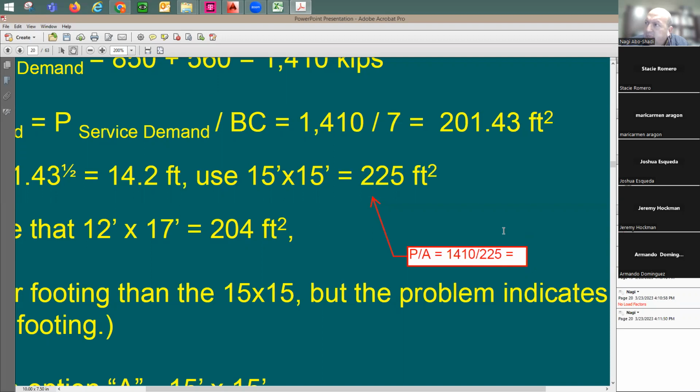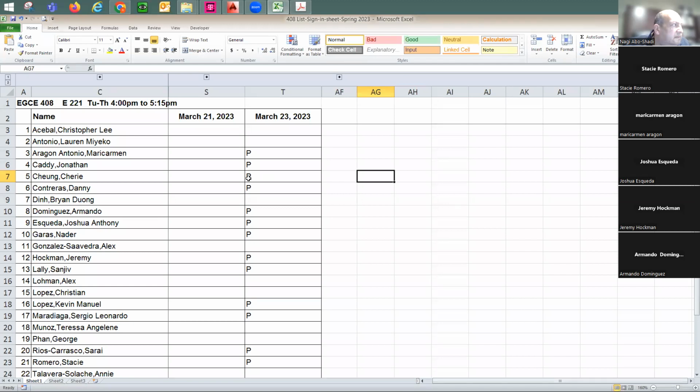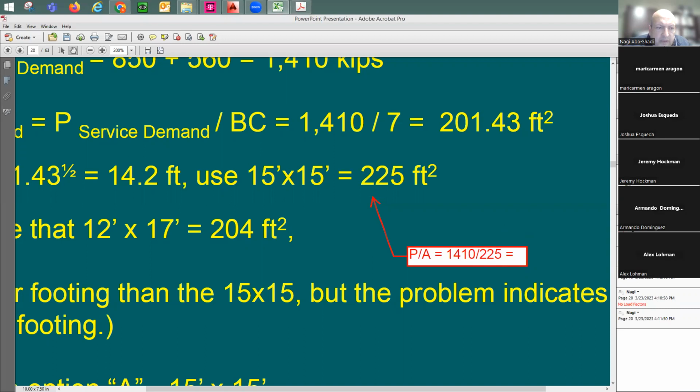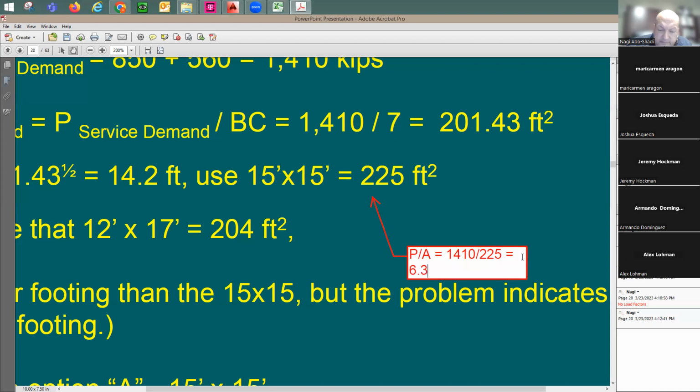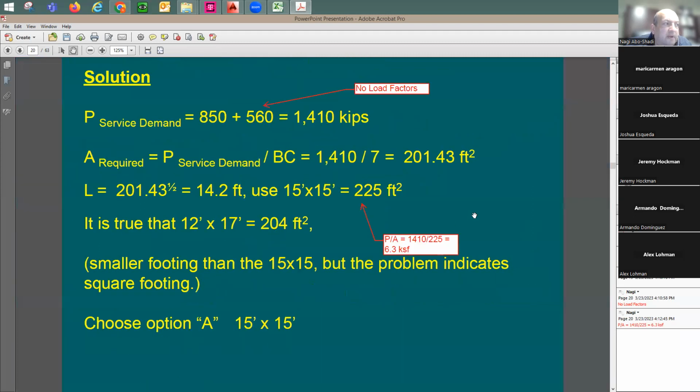Yes? Alex? Hey, Alex? Yeah, can you help me with this? What is the actual stress? It would be 6.3. All right, thank you. So is this okay or it's not okay? It'd be okay. Why? What's the reason? Less than 7. Less than 7 KSF. Very good, thank you.